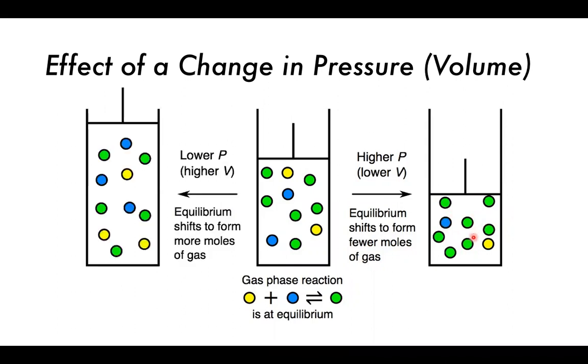And conversely, if we decrease the pressure, we're going to have a reaction to decompose green into yellow and blue, which will end up creating more moles of gas, which will help to increase the pressure in the system, and will try to counteract that increase in volume.